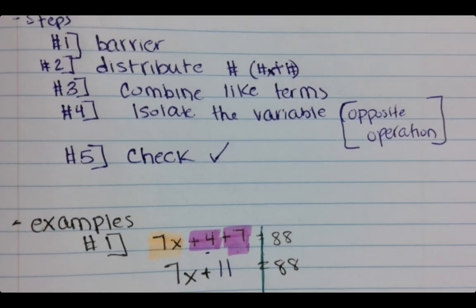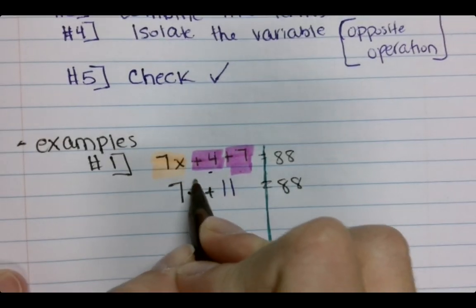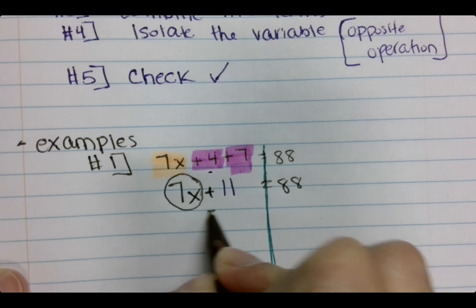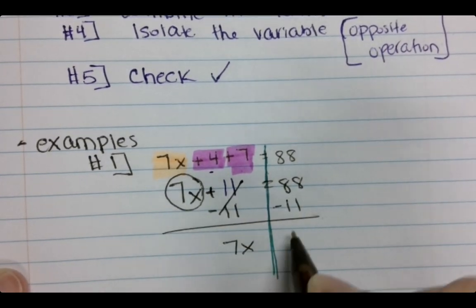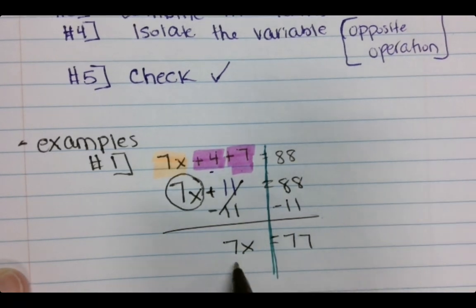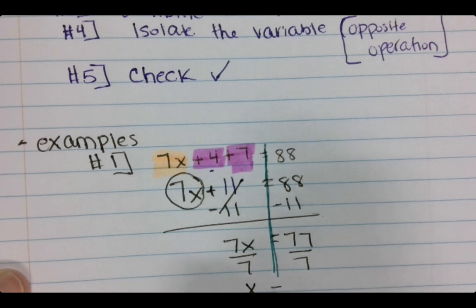Y'all know how to solve that? You already showed me that by racking that quiz. We want to subtract 11 on both sides. And then inverse. So x equals 11.